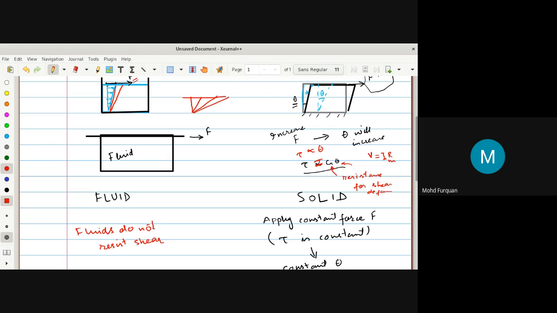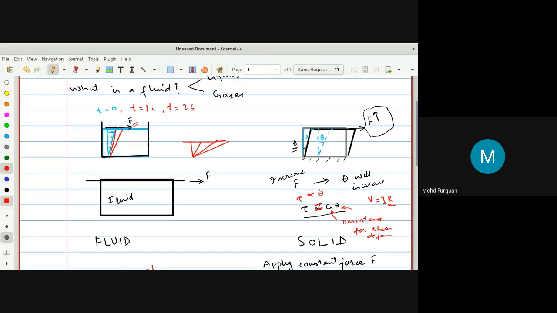But this relation does not hold for fluids. In fluid, shear stress is not proportional to shear strain, because there is no one value of a shear strain. The shear strain is increasing with time. So this was theta 1 at time 1 second. This is theta 2, this is theta 3. So as you can see this theta is increasing, so you can't write this kind of proportionality relation for a fluid.